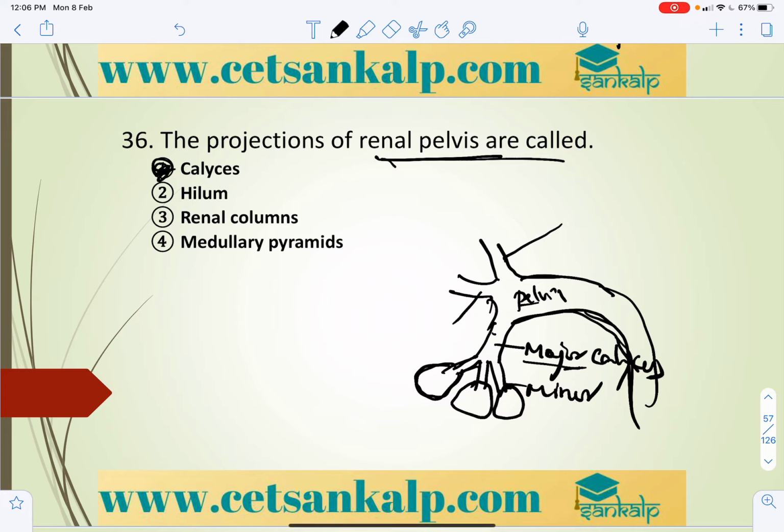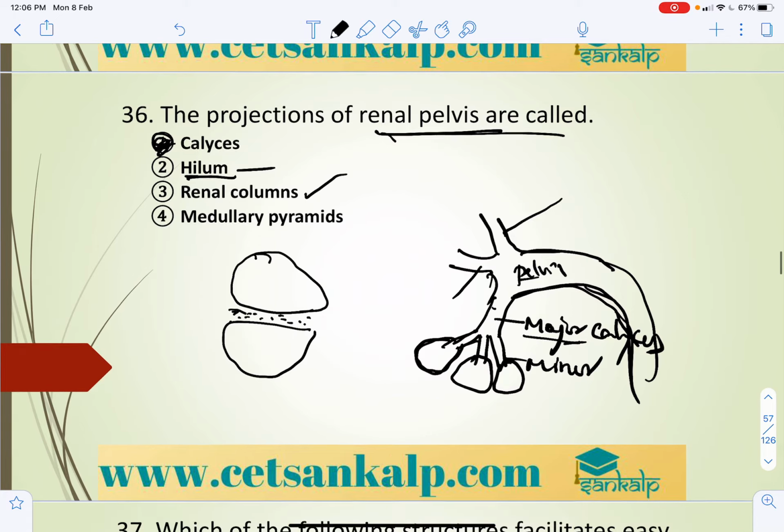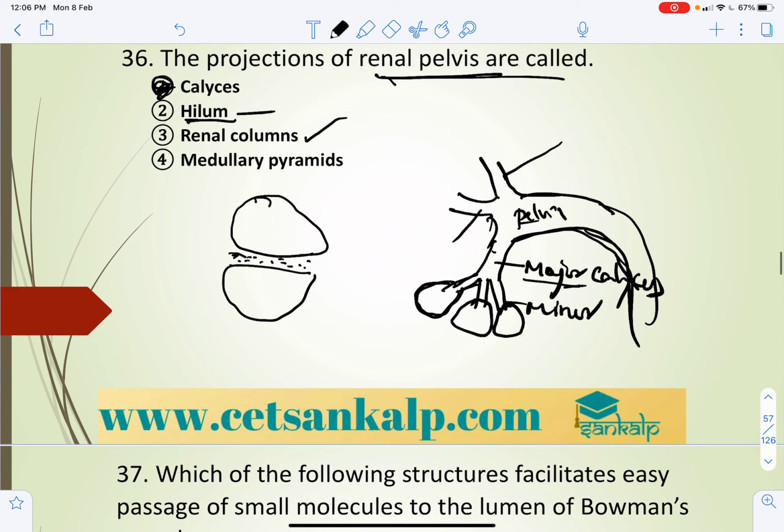And the hilum is a notch in the concave region, the center of the kidney. Renal columns will be there in between the medullary pyramids. So we can say these are the renal columns and these are the medullary pyramids.